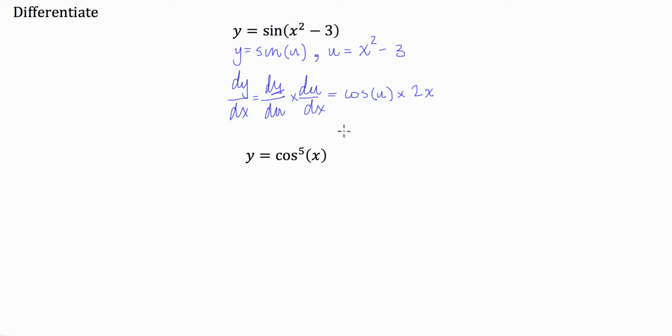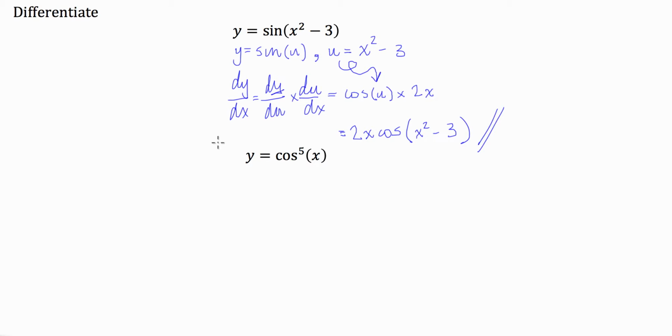So our answer, after substituting u back into our equation, we know u is this, so we stick that in there. I'm going to put the 2x out the front, so the derivative is 2x cosine of u, which is just x squared minus 3. And there is our first derivative done. We've made use of the chain rule, and we're going to change colour and make use of the chain rule again.